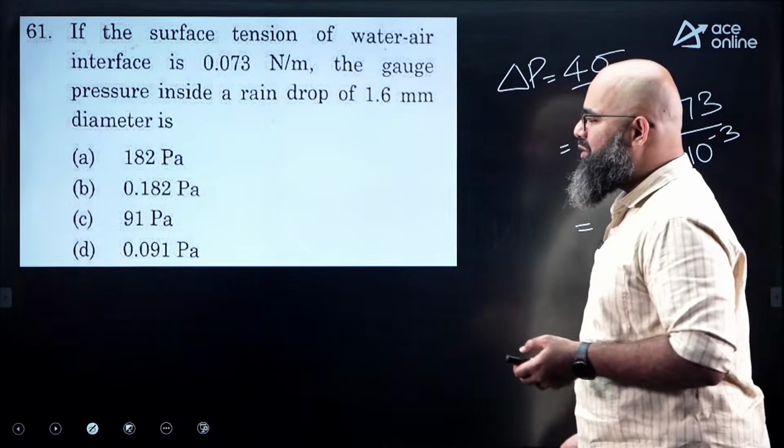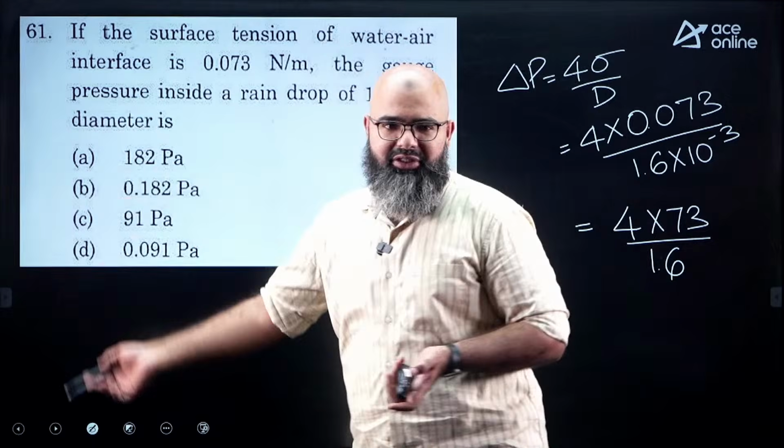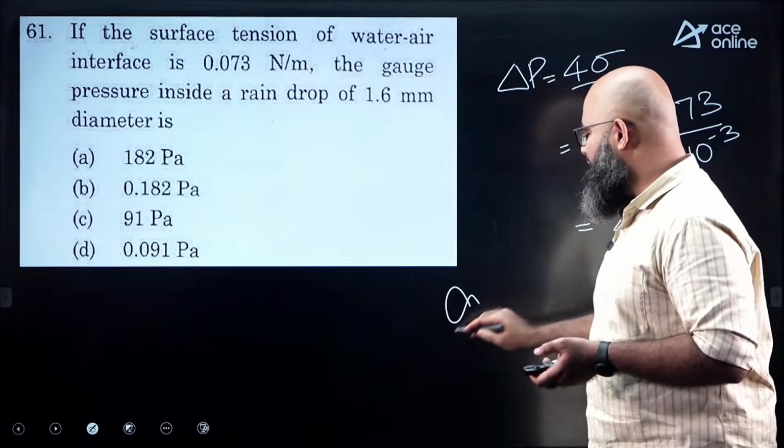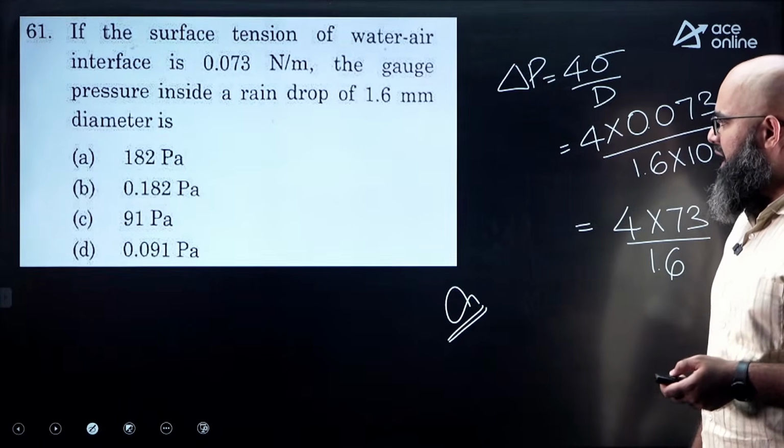Look at the options. 292 by 1.6. The reasonable answer should be option A. 182 would be the correct answer over here. 292 by 1.6, 182 Pascal would be the answer.